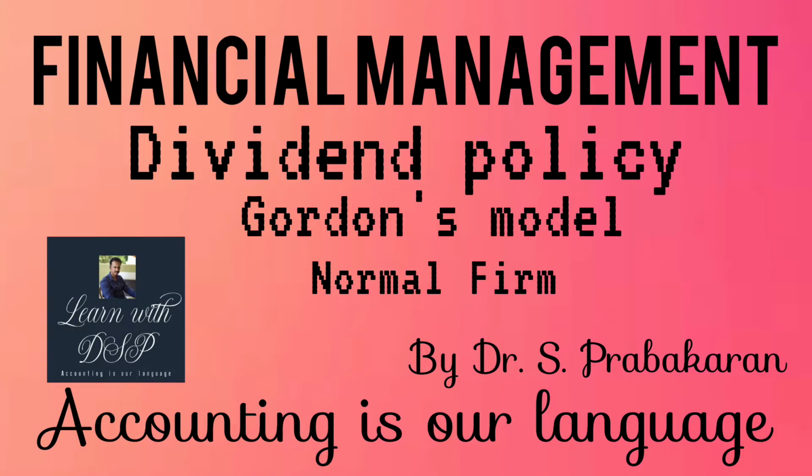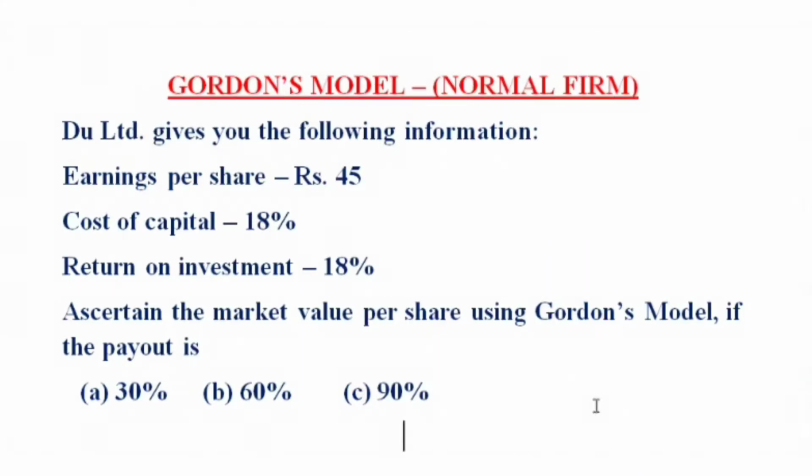Today we are going to see dividend policy in financial management. Under that, Gordon's model. Already in Gordon's model, we have seen a problem regarding a growth firm. Today we are going to see a normal firm. So we are going to calculate the market price if the nature of the firm is normal.